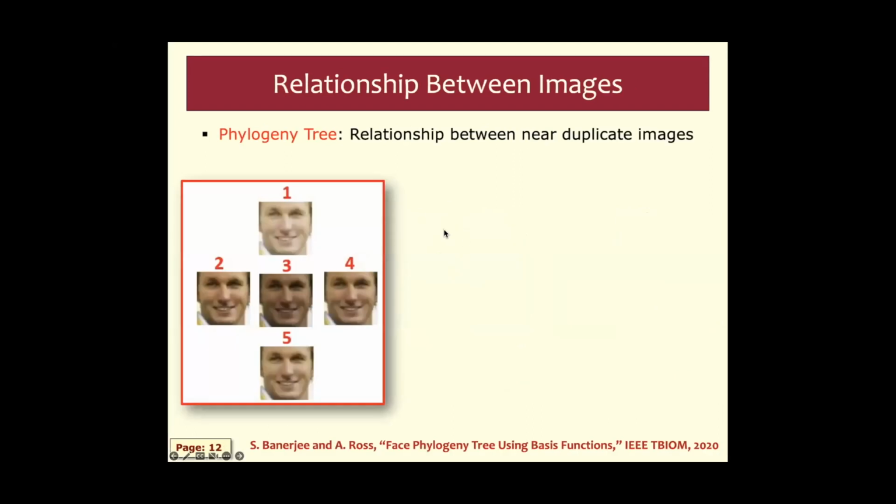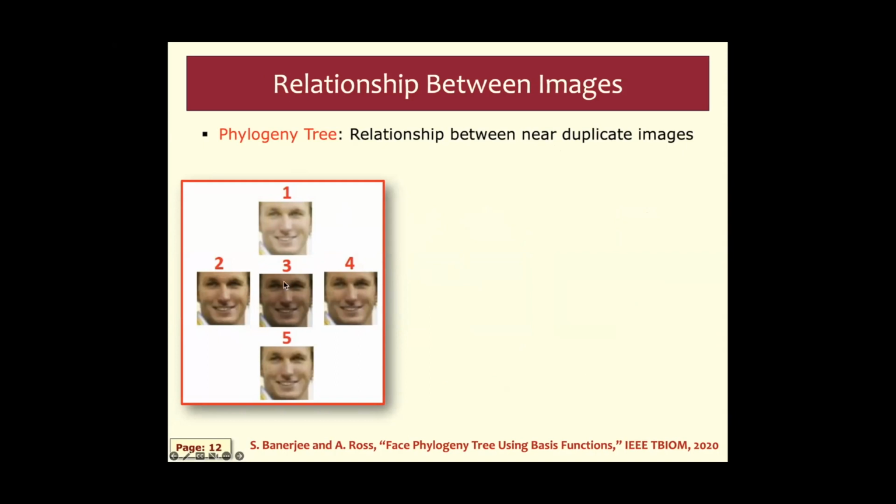But the problem that I'd like to discuss, at least for the first few minutes, has to do with this phylogeny tree, which means you're trying to define the relationship between these near duplicate images. Again, the word near duplicate is important because they look very similar to each other, not in terms of identity, but just in terms of photometric content.